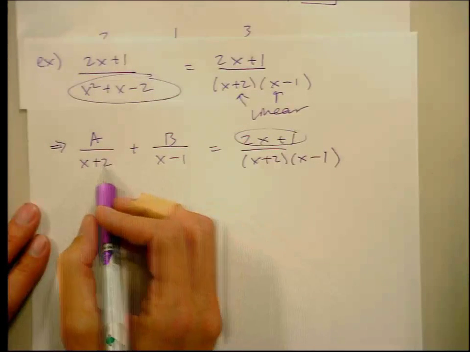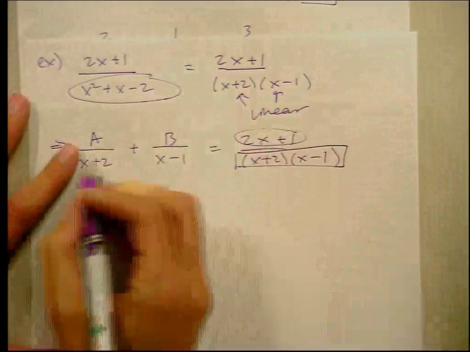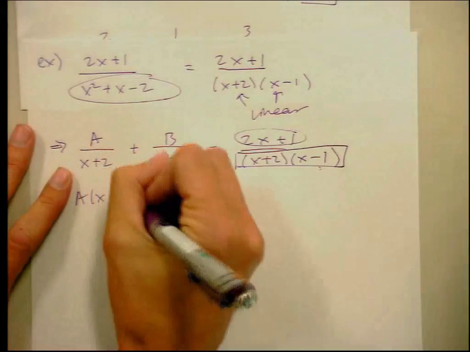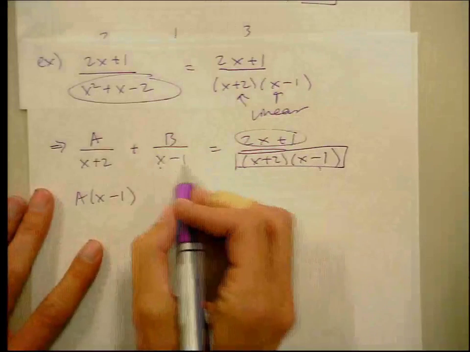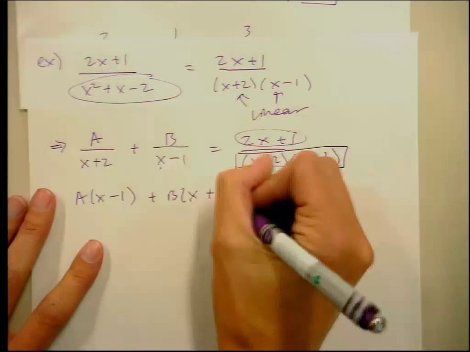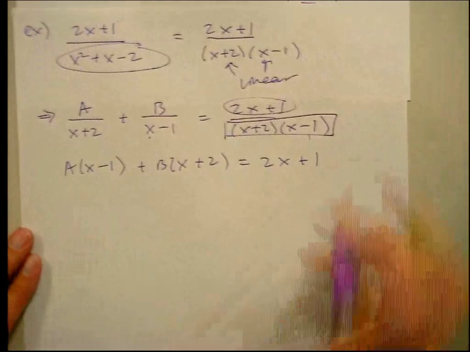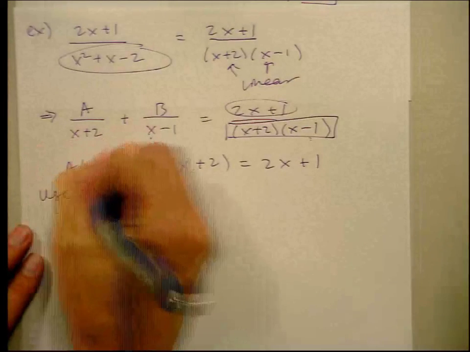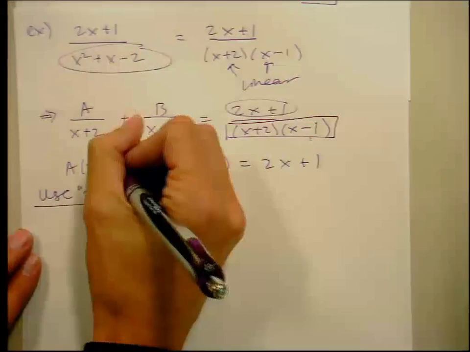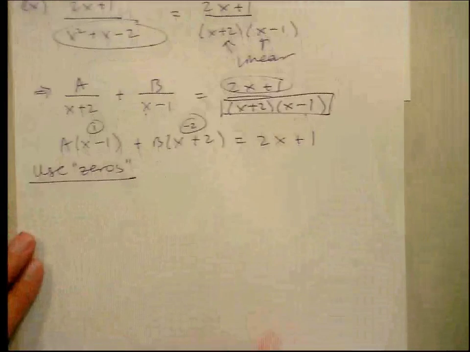So getting a common denominator here, using the common denominator I was given, a has the x plus 2, but it's missing the x minus 1. So a needs the x minus 1. B's fraction has the x minus 1, but it's missing the x plus 2, so I multiply that in, and that needs to equal the original numerator. I'm going to go ahead and use zeros. Again, whenever I can, I start by using zeros. A 1 will zero the a out, and a negative 2 will zero the b out.